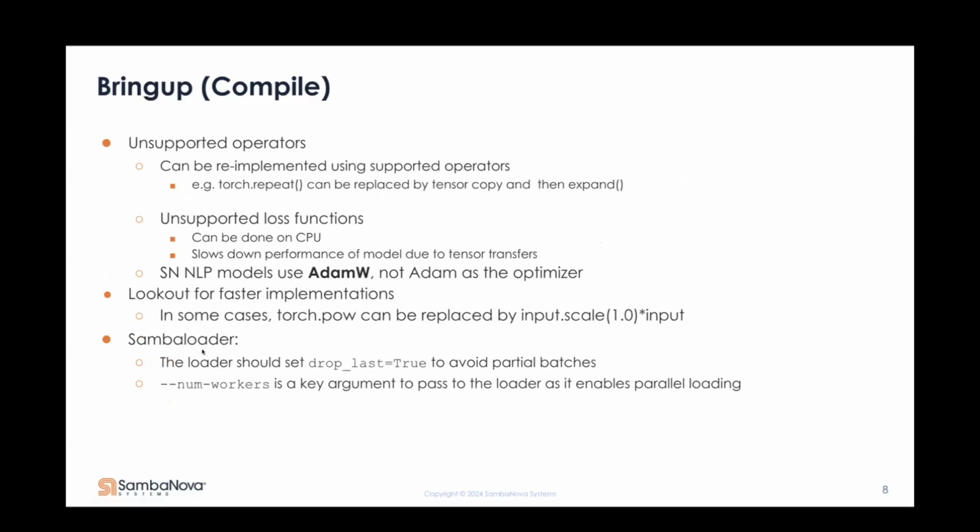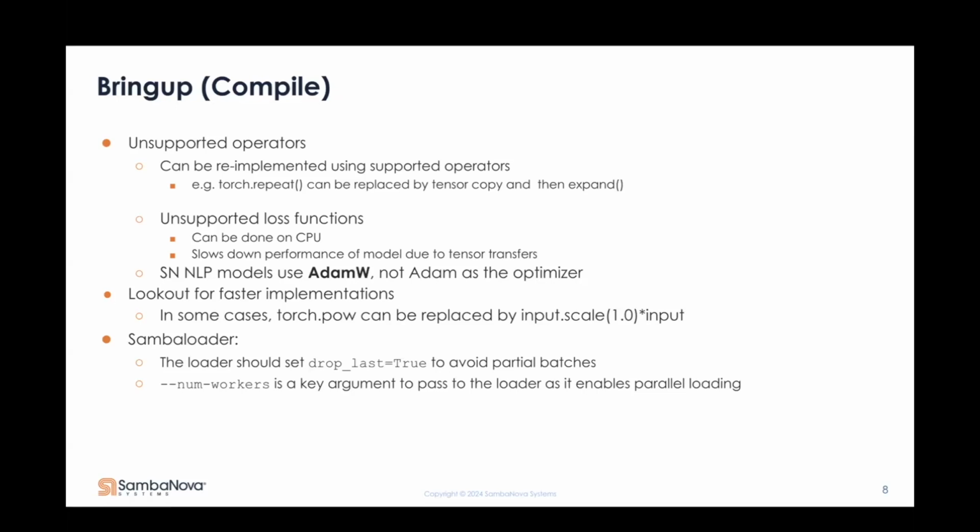Unsupported operators can basically be re-implemented, such as a common operator in Torch, torch.repeat, which can be replaced by tensor copy and then expand it, and have a re-implemented version in SambaNova that can be appropriately used. Unsupported loss functions, or functions that have not been developed for use on RDUs, can use standard CPUs, which can slow down the performance.